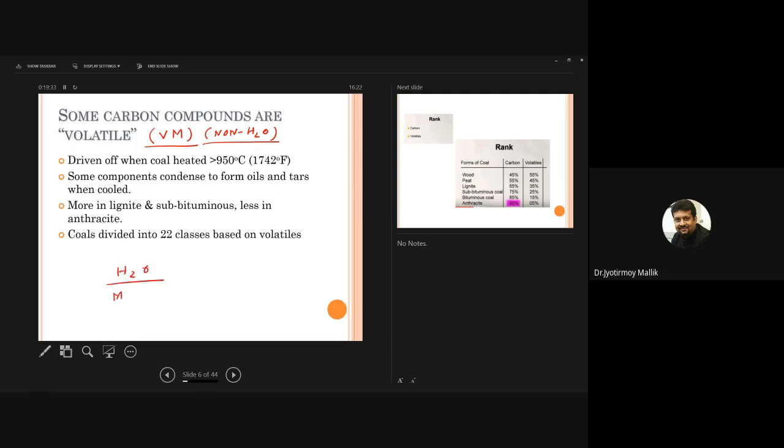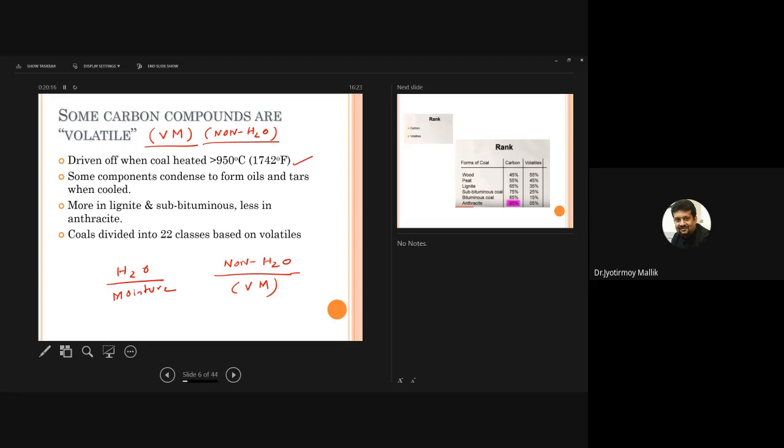The gaseous component, which is also absorbed in the coal structure, is called moisture, and the non H2O component, which is primarily hydrocarbon, basically, is what we call volatile matter or VM. That is driven off when the coal is heated to more than 950 degrees centigrade. Some components condense to form oils and tars when cooled. So you can actually collect them, and form a little bit of oil out of it. More in lignite, subbituminous, less in anthracite.